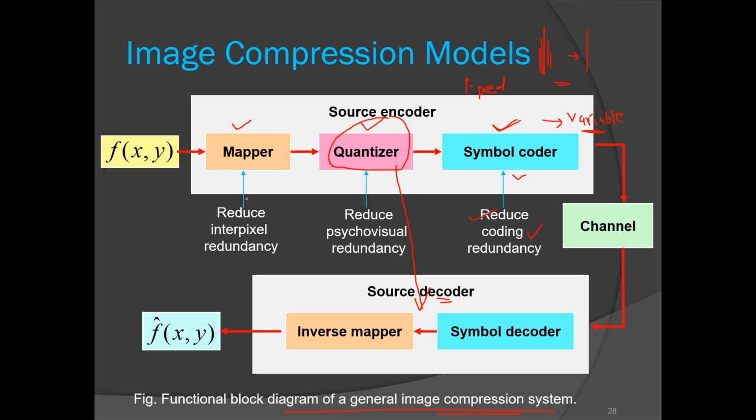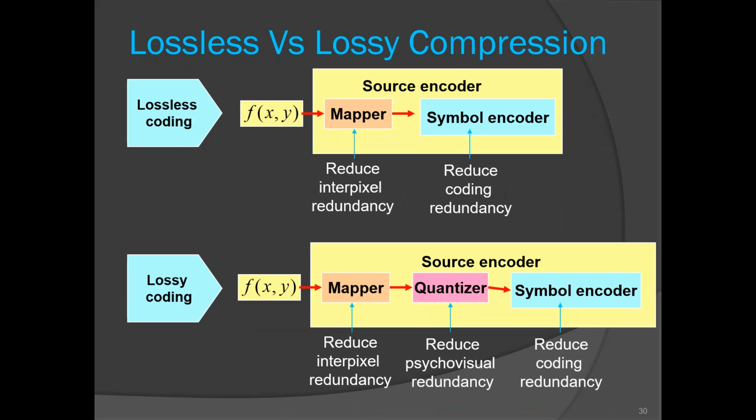In this way, any image compression standard may have some of the blocks present in this general compression system, or will have all the blocks present here. Now let us discuss lossless versus lossy compression. As we have seen in the general compression system, only the quantizer module is irreversible. That means if we don't include that module, we will get lossless coding, and if we include that module, then there will be some information loss and we will have lossy coding.